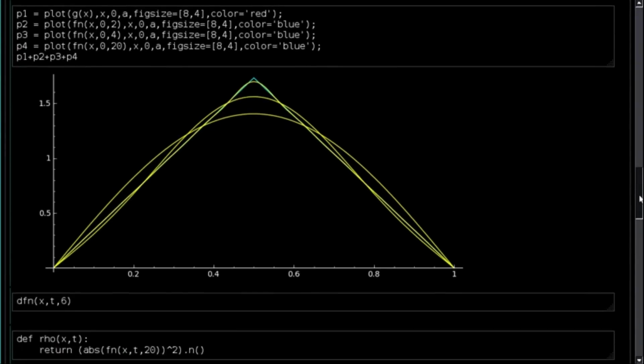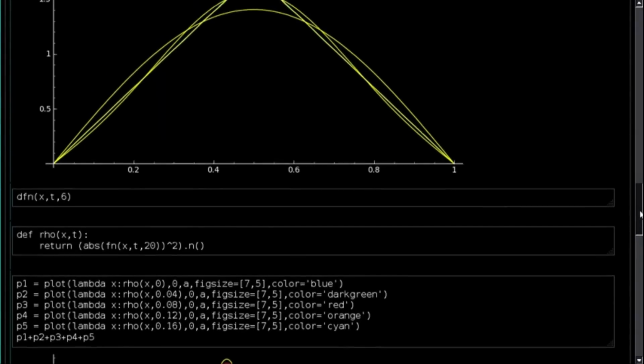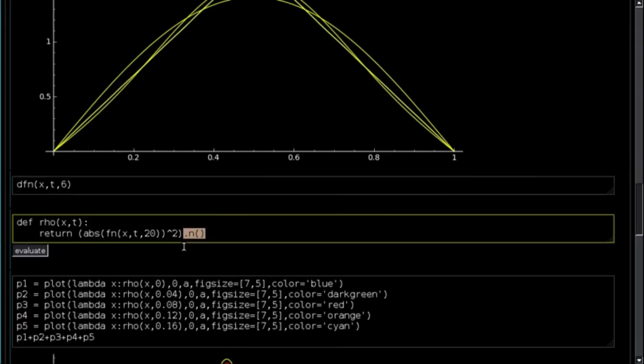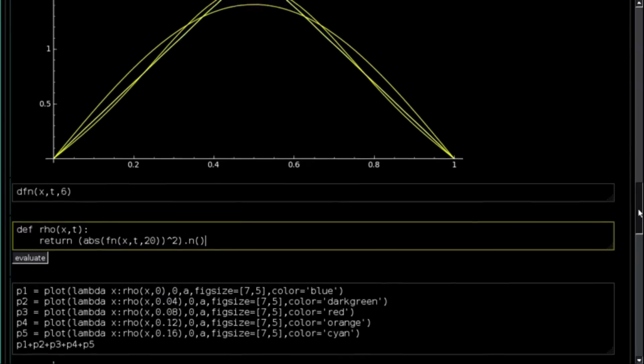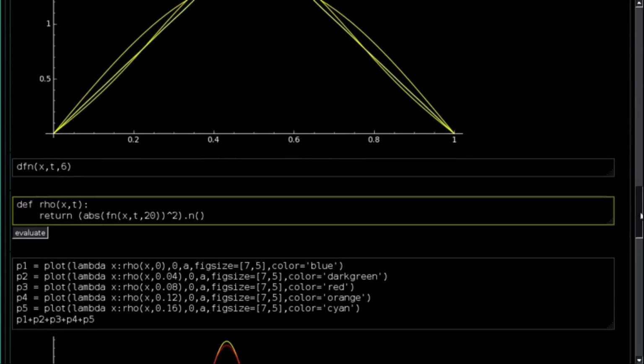What does that look like, for instance, in terms of the probability density as a function of time? So let's define the probability density, rho of x,t, as the absolute value of our approximate function, and I'll carry the approximation all the way to n equals 20, absolute value squared. And I'm getting the approximate form with this dot n at the end. So this is our approximate form of the probability density calculated with the first 20 stationary state wave functions.